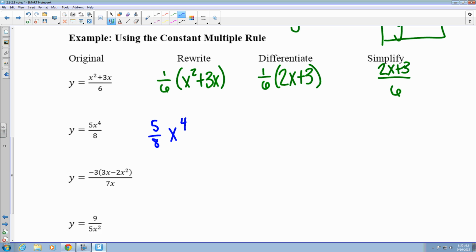Okay, rewriting this, just 5/8 as the number out front. 5/8 times 4x cubed, which is 5/2 x to the third.